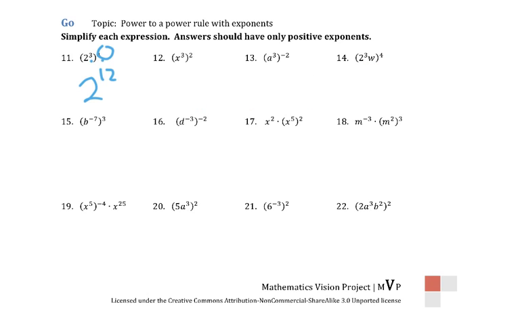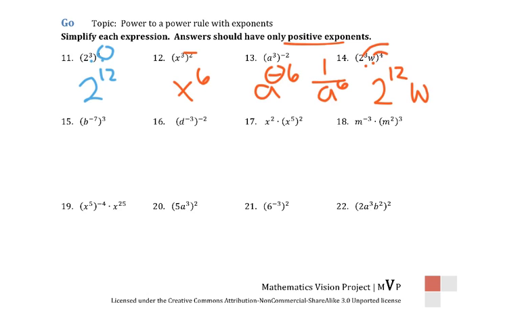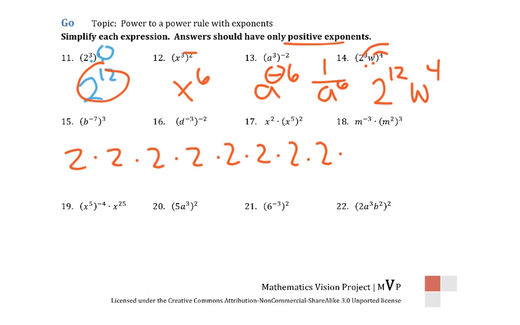So x to the 3 to the second would be x to the 6th, 3 times 2. A to the third to the negative 2 would be a to the negative 6, but it wants only positive. That negative makes it 1 over a to the 6th. For 14, since those are multiplied, the 4 kind of distributes. So 2 to the 12th times w to the 4th. Okay. Now, should we simplify that? Yeah. 2 to the 12th, we probably really should say what that is, which I don't know offhand.